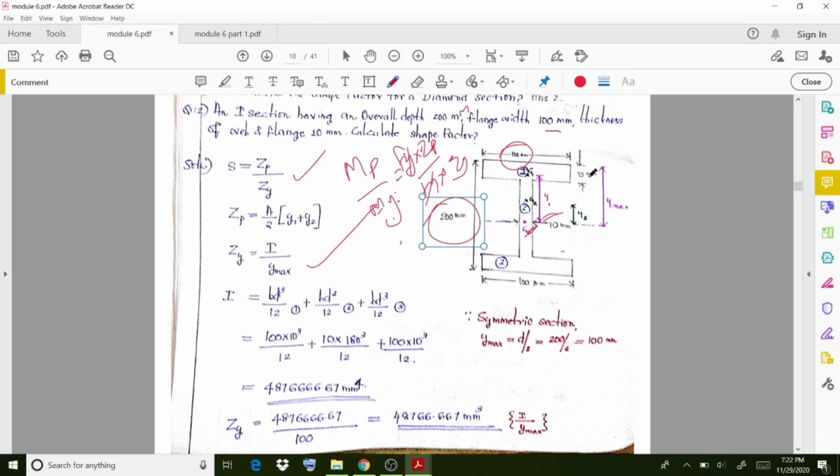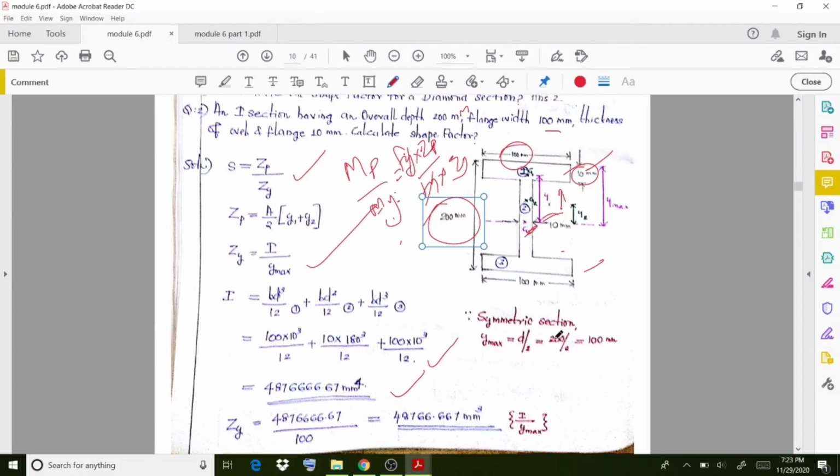To find out the total moment of inertia, you can easily calculate by dividing the section into different rectangles. In this case, you can easily calculate using the equation BD cube by 12. If you start from the top, the B is going to be 100 multiplied by D, which is going to be 10. So 100 multiplied by 10 cube by 12, plus this one, it is going to be the remaining. You have to reduce 10 mm here and also 10 mm here. So the remaining distance is going to be 180. So 10 multiplied by 180 cube by 12 plus 100 multiplied by 10 cube by 12, you will get this value.